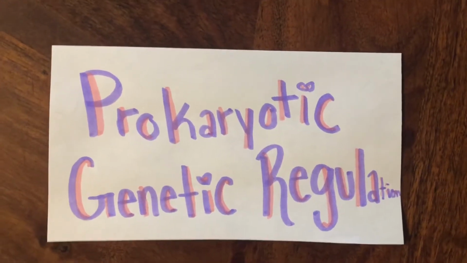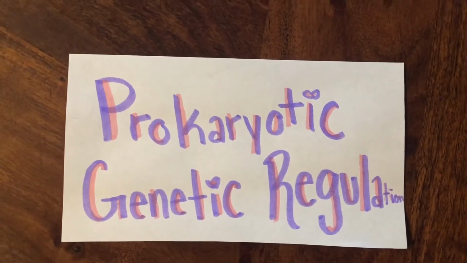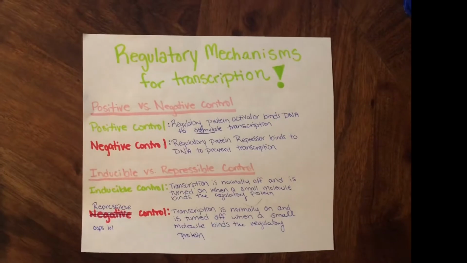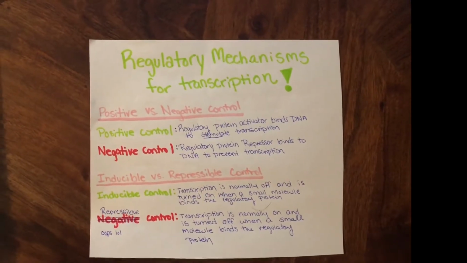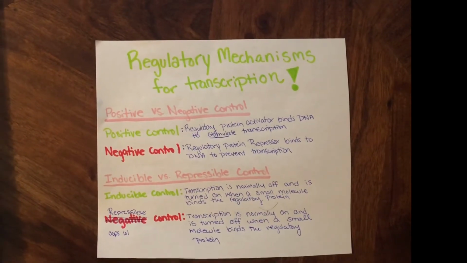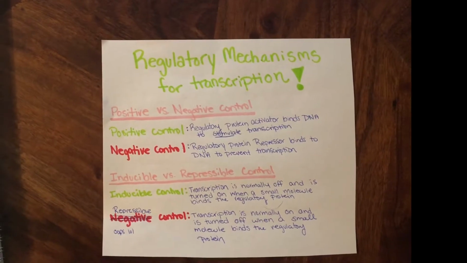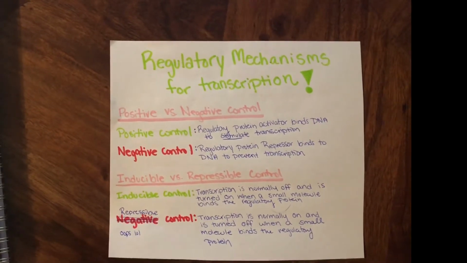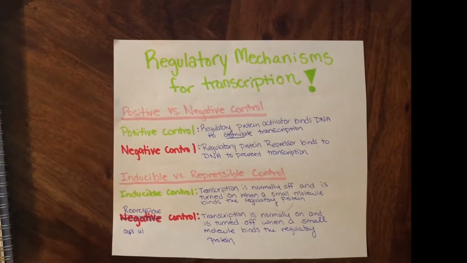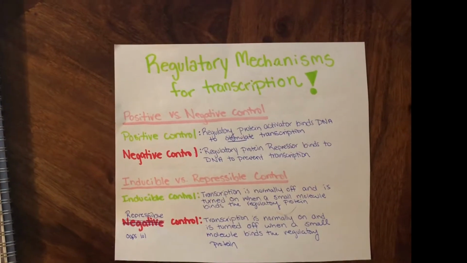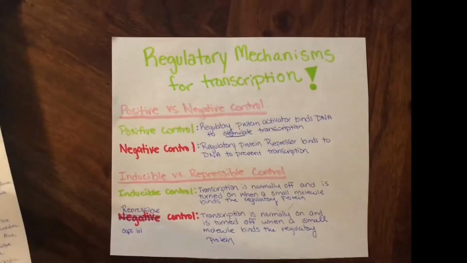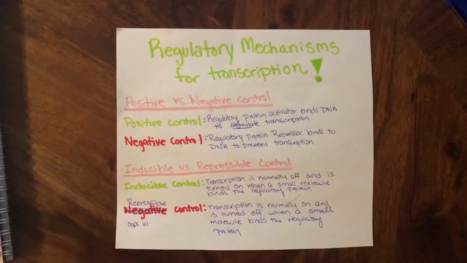The focus of today's exam mini video is prokaryotic genetic regulation. To start, I want to do a quick summary of the regulatory mechanism for transcription as well as the components of an operon. The two things that we need to know about our regulatory method is whether it is positive or negative control and whether it is inducible or repressible control.